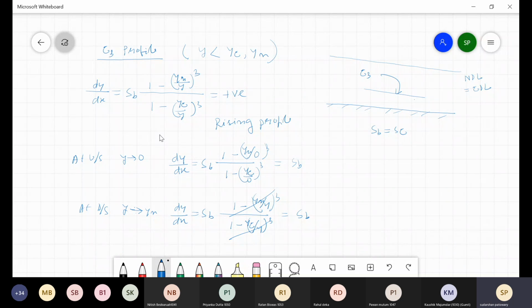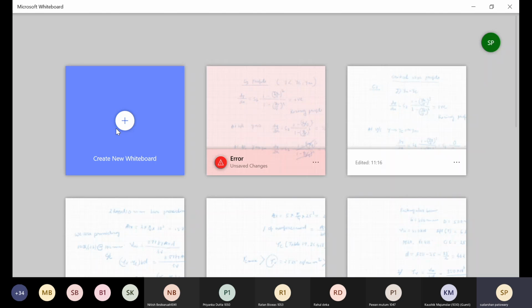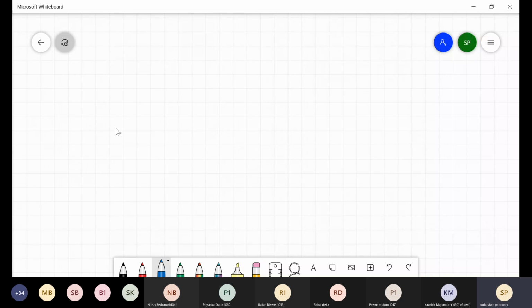Clear? But in problems, I have actually found that these are not horizontal. We'll solve some problems later on, and then you can see these are not horizontal. Why? I have to clear it up more. In the next class, I'll clear up this C profile. So next is the horizontal profile.